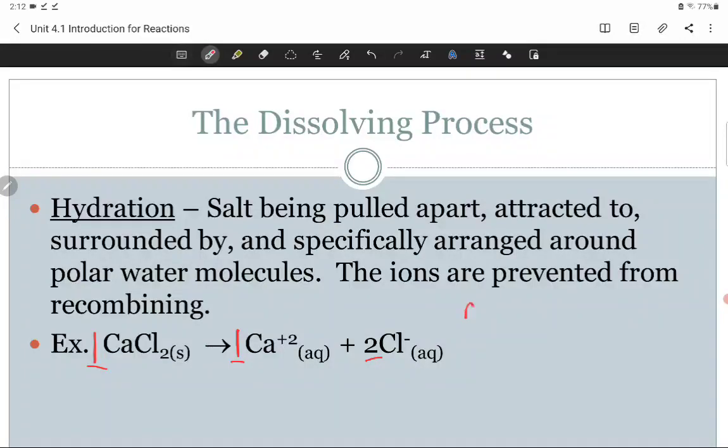If you would have aluminum chloride, it would be a 1 to 3 ratio. So that can have significance if we're dealing with something with chloride. And we will be thinking about those kind of things as we move on through the year.